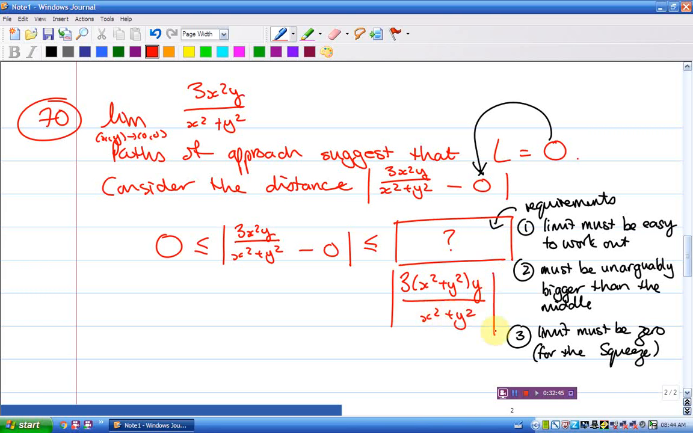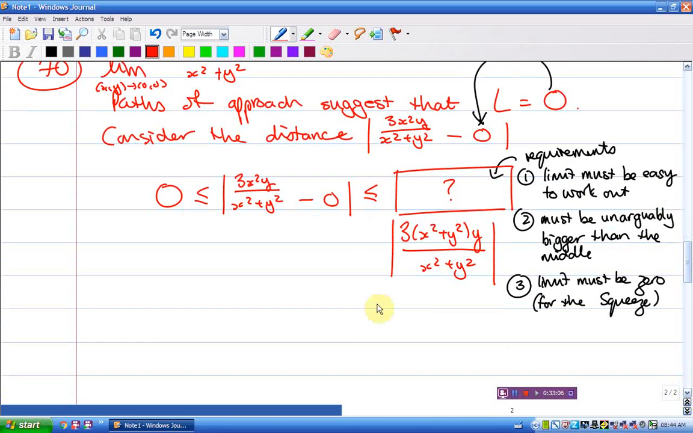That'll do the trick. That thing on the right there is unarguably bigger than the thing in the middle because I've taken the x squared factor and I've made it bigger. I for sure have made it bigger because I've added something positive. Okay? And of course, that thing on the right now simplifies to just 3y, or mod 3y.